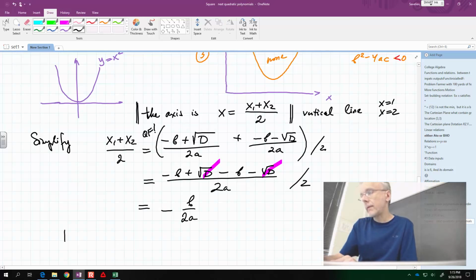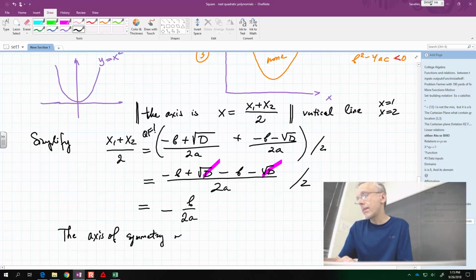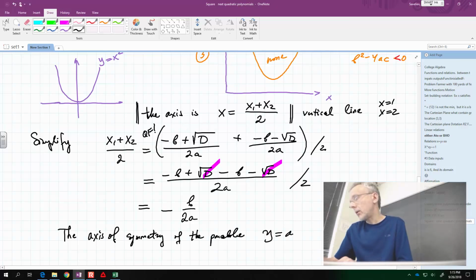So the conclusion is the vertex or the axis of symmetry of the parabola y equals ax squared plus bx plus c is x equals negative b over 2a. Once again, a is not equal to 0.